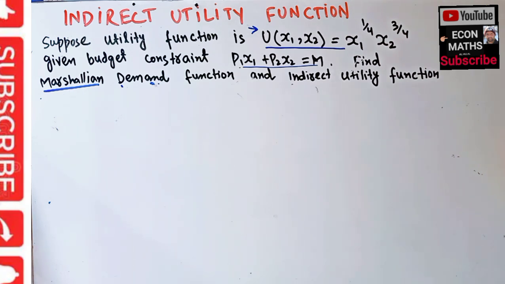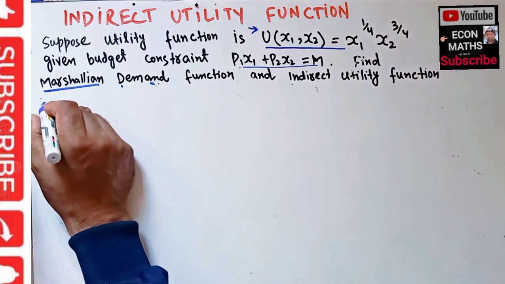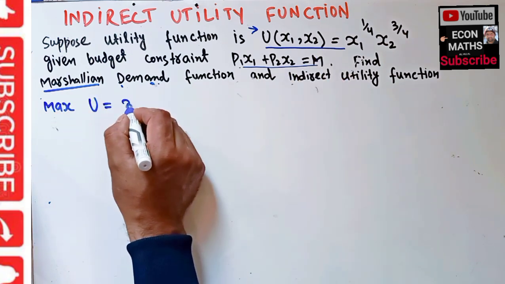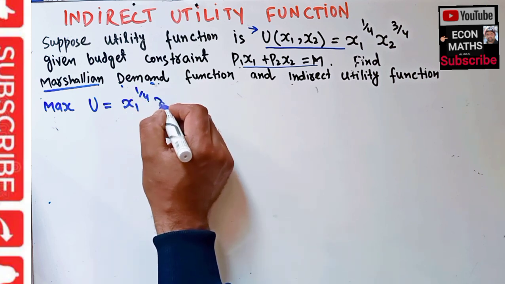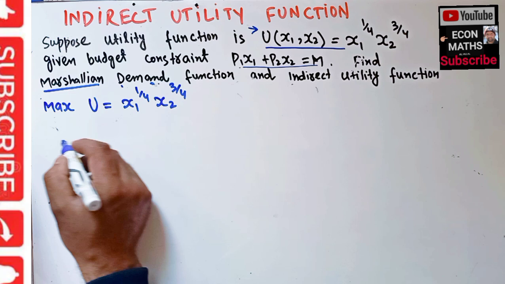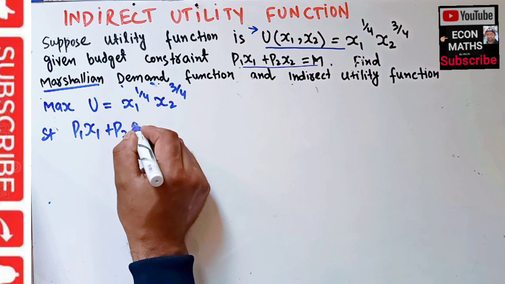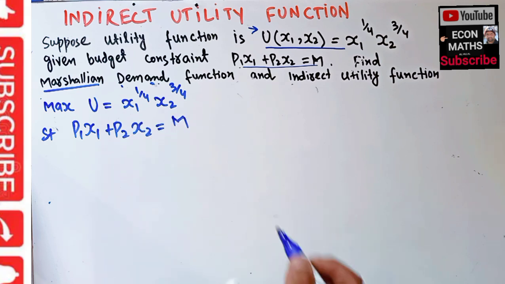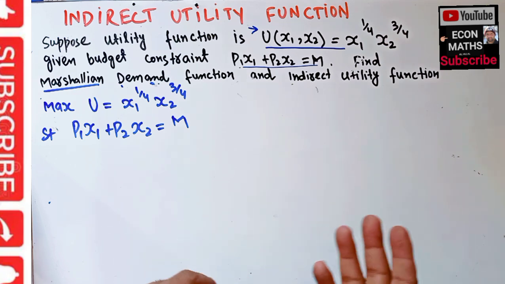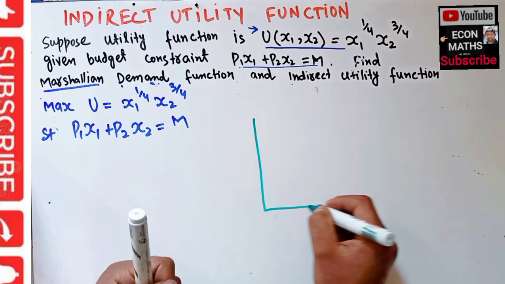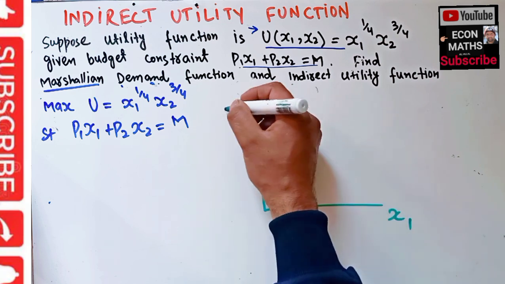Now, to find the Marshallian demand function, we want to maximize the given utility function, that is, u is equal to x1 raised to the power 1 upon 4 times x2 raised to the power 3 upon 4, subject to the budget constraint p1 x1 plus p2 x2 should be equal to m. When the demand for a good is a function of income and its price, we say it is a Marshallian demand function. Graphically, we have good x1 here, good x2 here.